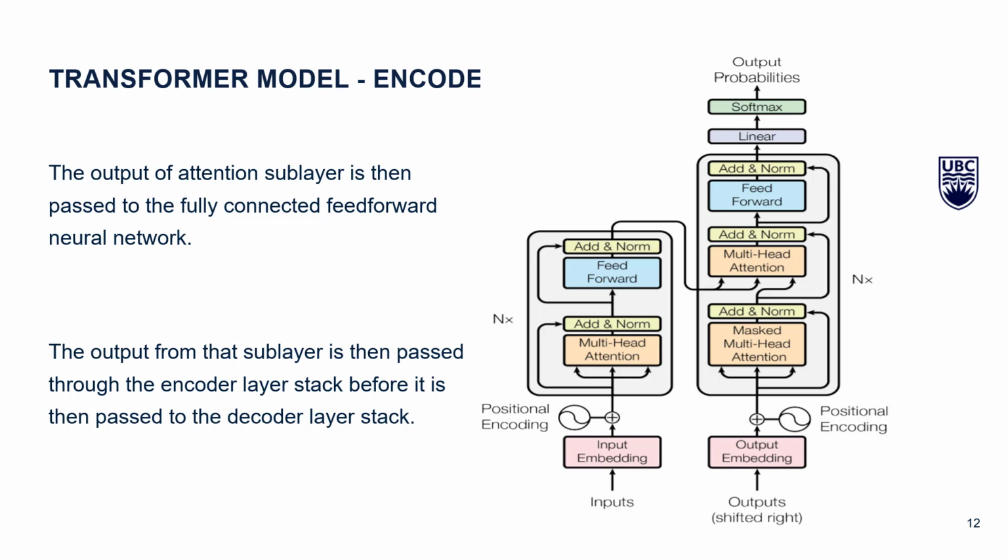The output of the attention sublayer is then passed to the next sublayer, which is a fully connected feed-forward neural network. The output from that sublayer is then passed through the entire encoder layer stack, over and over again, before it is then passed to the decoder layer stack.